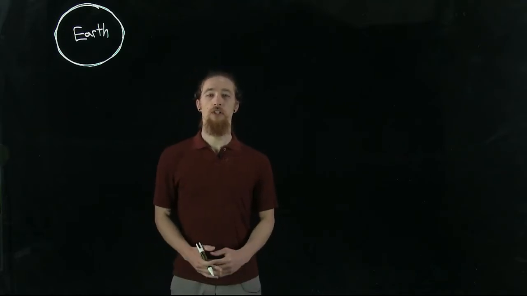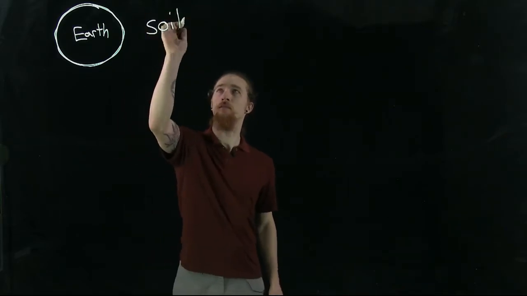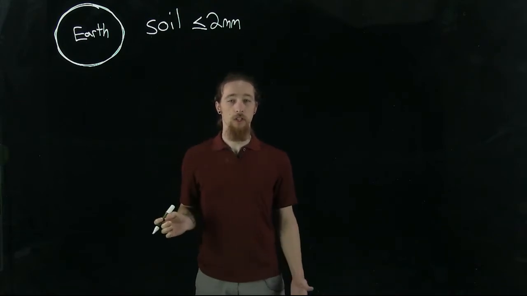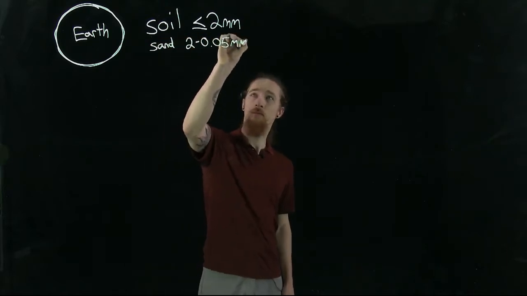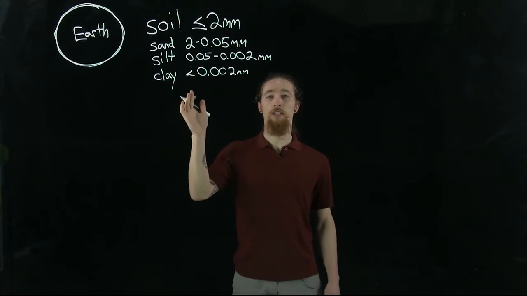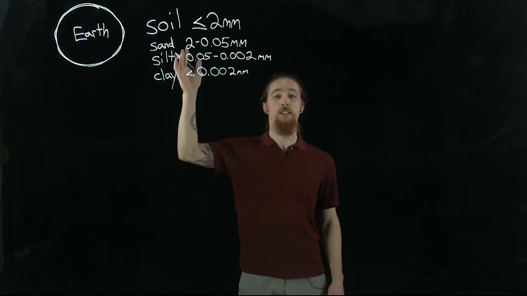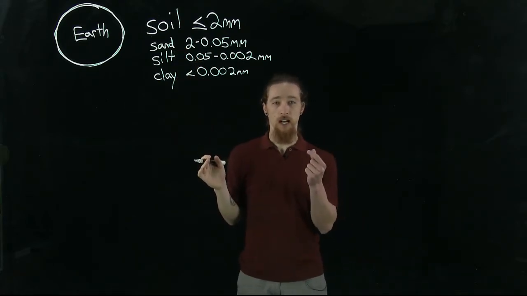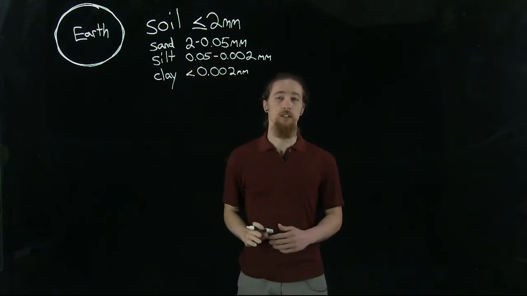Soil is really just a classification of different particle sizes. So anything less than or equal to 2 millimeters in size is technically soil. Soil further breaks down into 3 different categories: sand, silt, and clay. Sand is the largest. You see it on the beach. All these things you can see with your naked eye, anything from 2 millimeters down to 0.05 millimeters.